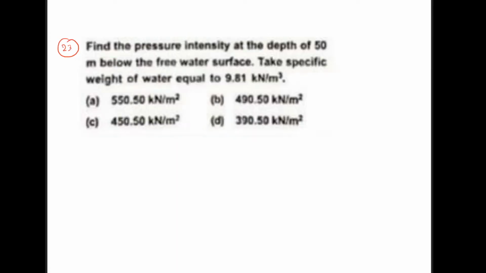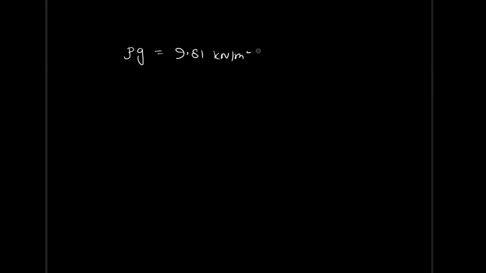Right. So let us go to the next question. We need to find the pressure intensity at a depth of 50 meter below the free water surface. Take the specific weight of water as 9.81 kilonewton per meter cube. So this is a very simple question. They have given us rho g as 9.81 kilonewton per meter cube.